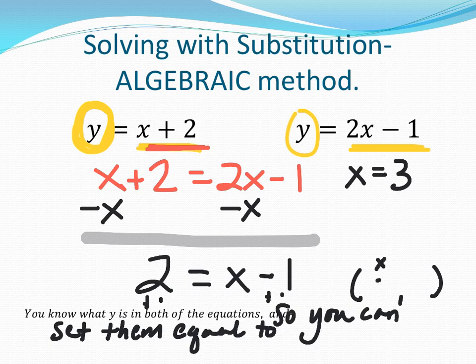So we already know the x value. So to find the y value, all you got to do is plug it into either of those equations, and you'll find out what the y value is. So I'm going to pick this one because it looks easier. So I'm looking for what y is when x is 3. So 3 plus 2 is 5. So the y value is 5.